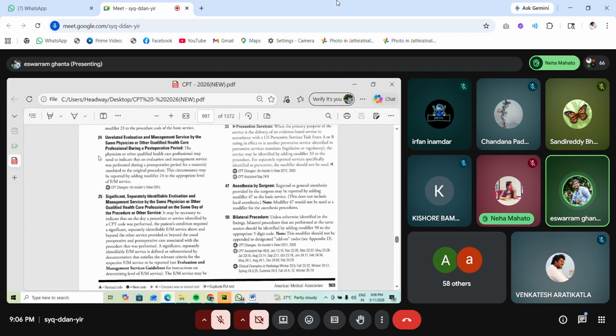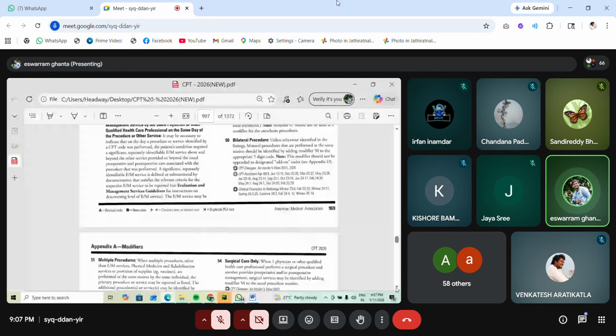If any heart-related surgery happens and it is done by the cardiologist in the same hospital, but today he again went to the hospital with another problem like hand pain, or went to a different department, or the visit is not related to the before procedure, in that scenario we can use the 24 modifier. Likewise, there are different procedures.